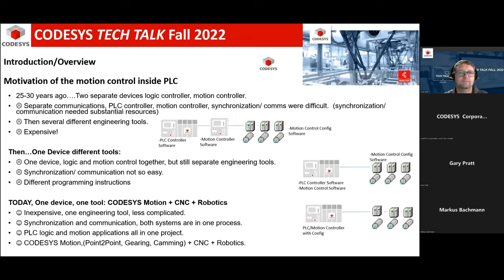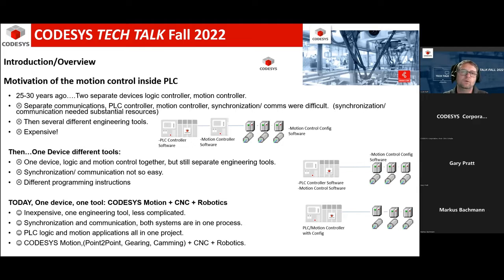So we stepped through, and today we basically have one device, one tool. In the case of CODESYS, we're using motion, CNC, and robotics all in one. So now you use one tool, less complicated. Everything is housed within the IDE. The synchronization and communication of both systems are all in one process, so you're not separating out two different pieces. The PLC logic and the motion applications are all in one project now. You're not configuring your PLC in one place and then turning around and configuring your motion control in another. You're putting them both into the CODESYS IDE.